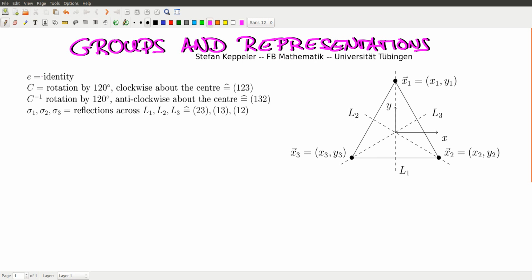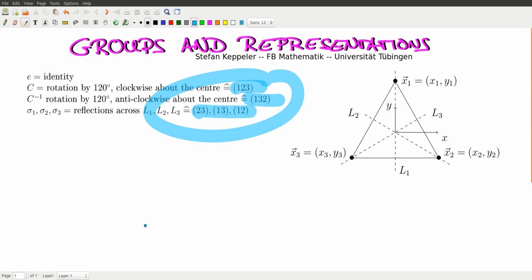So there is, of course, the identity, and then we have rotations at 120 degrees, clockwise or anti-clockwise. One is the inverse of the other. And then 3 reflections, which we call sigma 1 to sigma 3 now, across these axes here. So reflection across this axis here would be sigma 3, and so on. And here we also indicated what these correspond to when we identify D3, the symmetry group of the triangle, with S3, the permutation group.